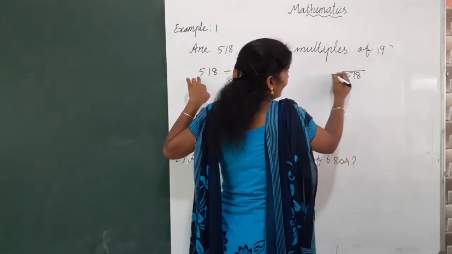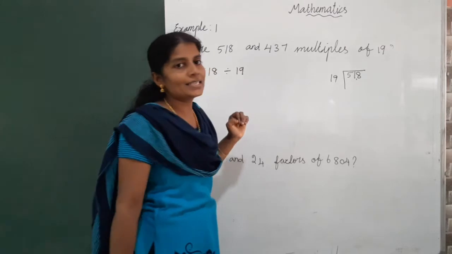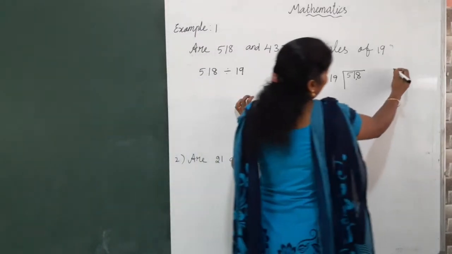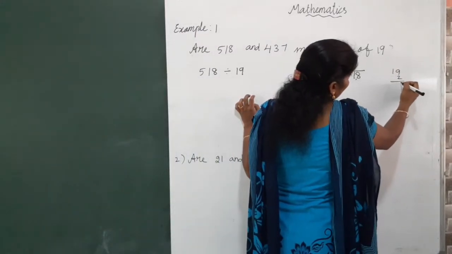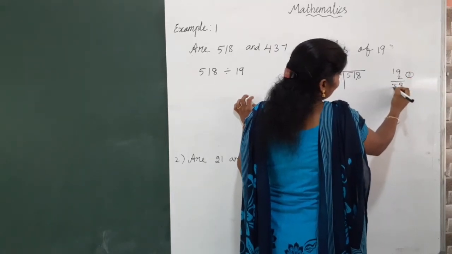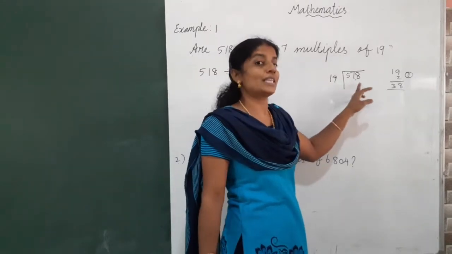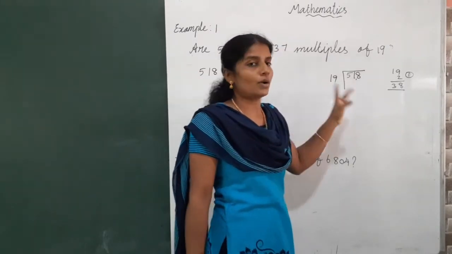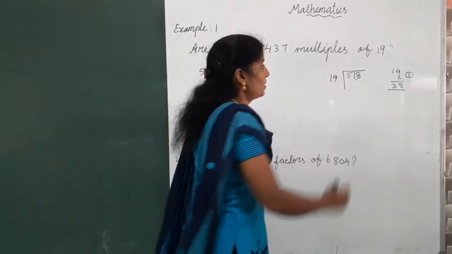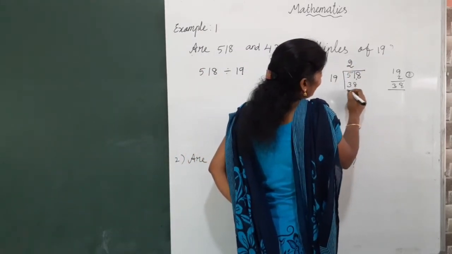518 divided by 19. Now we can take the first 2 digits. 19, how many times? 19 into 2, 9 2s are 18, 1 balance. 1 into 2, 2 plus 1, 3, 38. 3 times means we will get 57, but here it is 51. So we can take 2 times. So 2 into 19 is equal to 38.